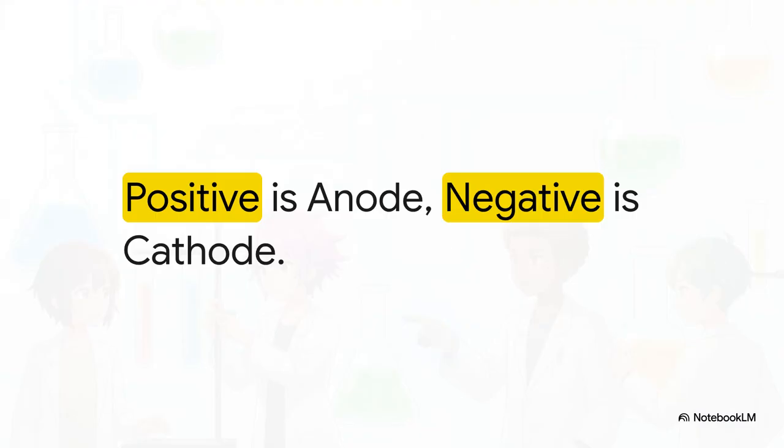Now, keeping the names of these electrodes straight can be kind of tricky, so here is a brilliant little memory trick for you. PANIC. Positive is anode, negative is cathode. Literally, just remember panic, and you will always know that the anode is your positive rod and the cathode is your negative rod. Simple, right?